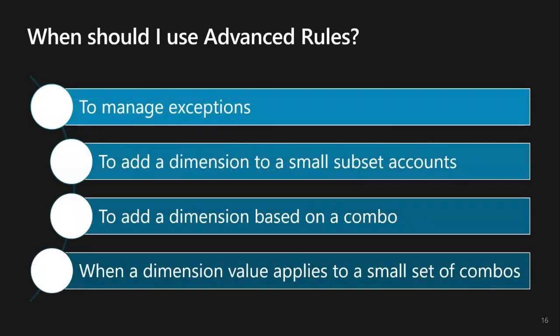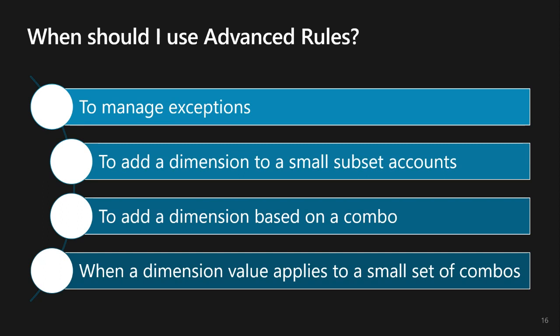So advanced rules are typically used to help you manage exceptions. For example, if a certain legal entity needs to behave differently than the other legal entities, you can use an advanced rule to add an additional dimension to a small subset of main accounts. For example, let's say you have a small range of marketing expense accounts and want to track an additional marketing purpose on those 5 to 10 accounts.